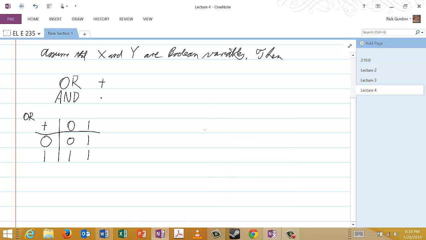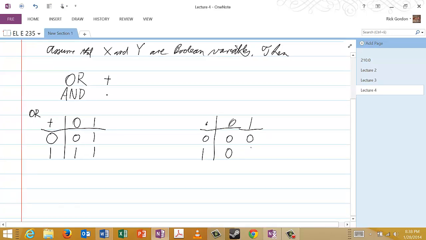And then for the AND operation, 0 ANDed with 0 is 0, 0 ANDed with 1 is 0, 1 ANDed with 0 is 0, and 1 ANDed with 1 is 1. So the way to say this more briefly is to say that 0 ANDed with anything is 0, and the only way that the result of ANDing two Boolean variables will yield a 1 is if both of those variables are 1.